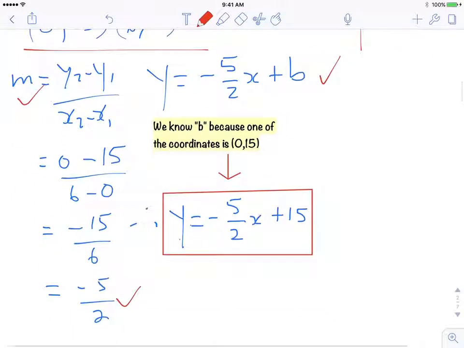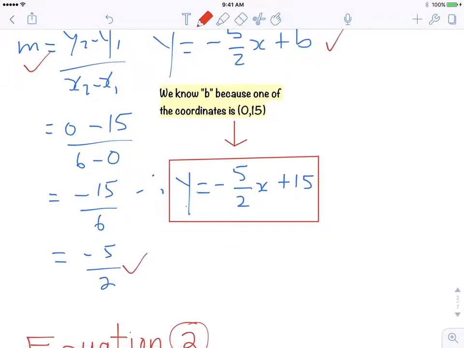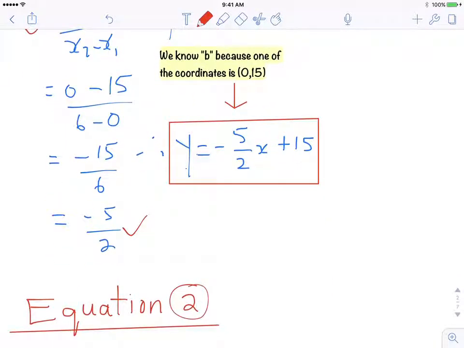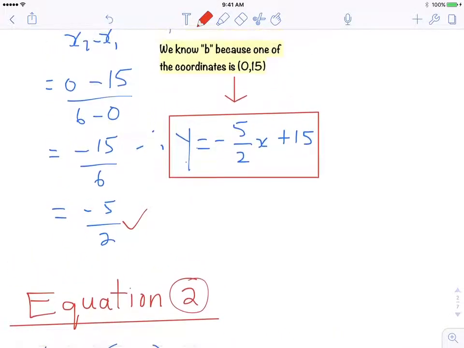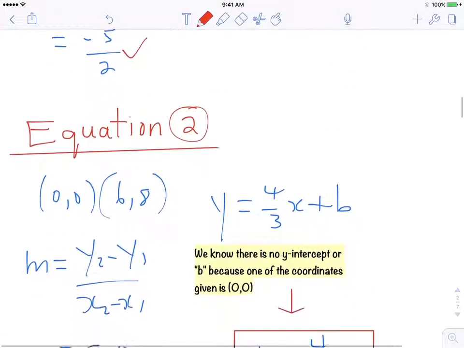So therefore, I can quickly just sub in 15 for b right there, and I don't have to worry about subbing in a coordinate to solve for b. It's just given to me in the question. So look out for that on a test question or an exam question while you're reviewing. Sometimes there's easier ways of approaching a problem, save yourself a little bit of time. So I've got equation number 1 taken care of right here. Now I'm looking for equation 2.